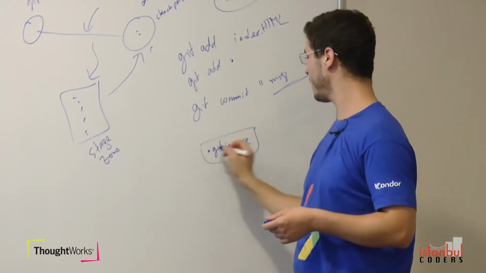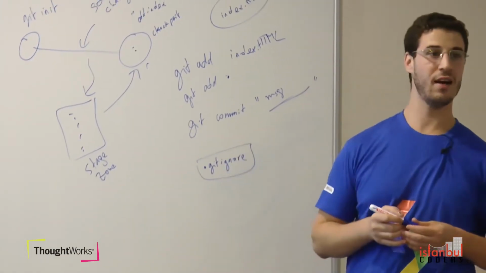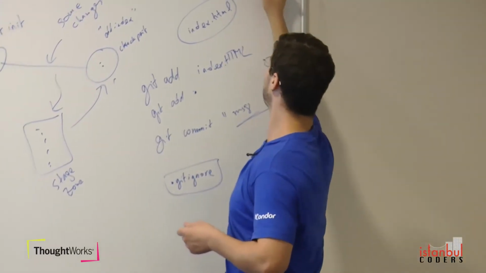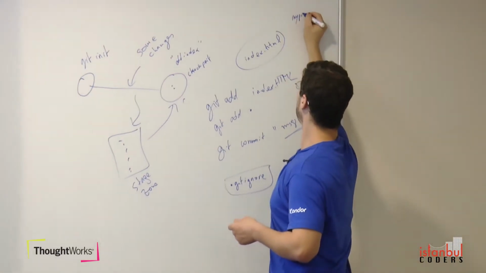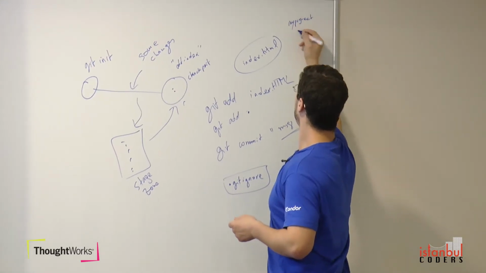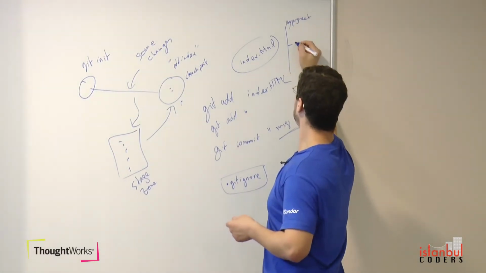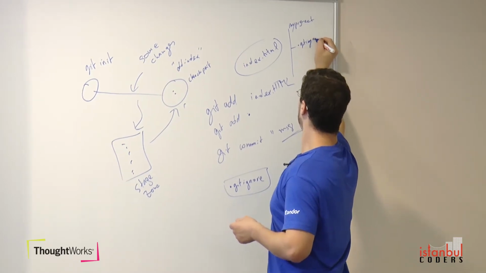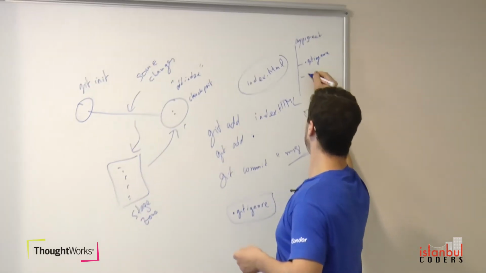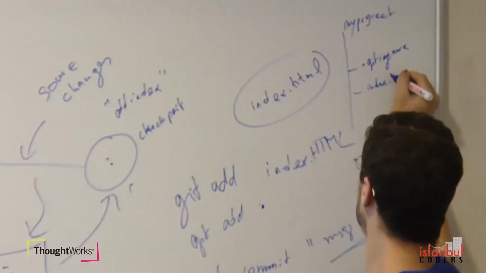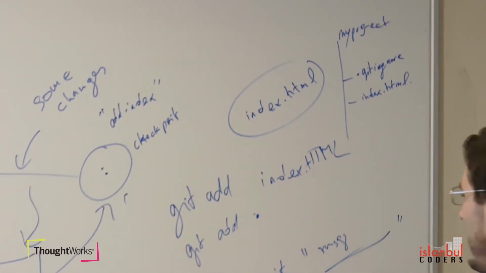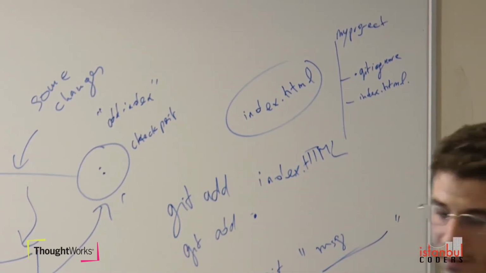Simply create this file. Where do we put this file? At the root of our project. For example, the project named my project. Here we create .gitignore, and here we have index. Great, so here we have .gitignore.